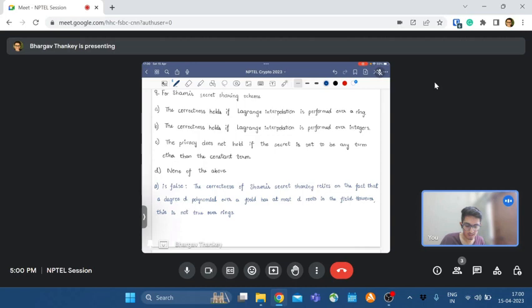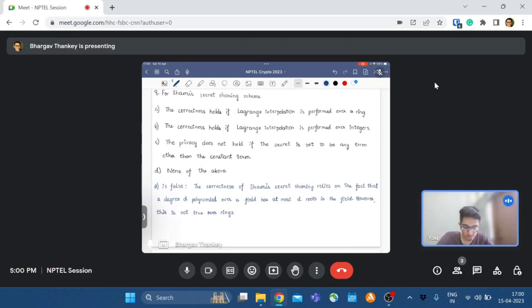What about B? The correctness holds if the Lagrange interpolation is performed over integers. Integers are rings, so option A's problem would arise. And one more problem that can happen is that you might not even be able to invert integers. For example, while performing the Lagrange interpolation, you might need to divide by a few numbers. You might not be able to do that over integers. You might have to go over to rational numbers. So B is also false.